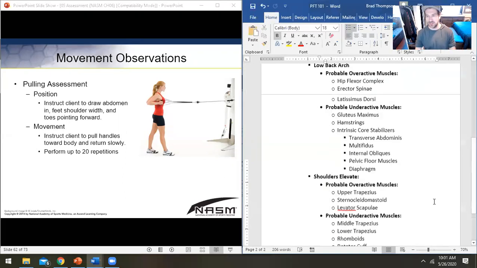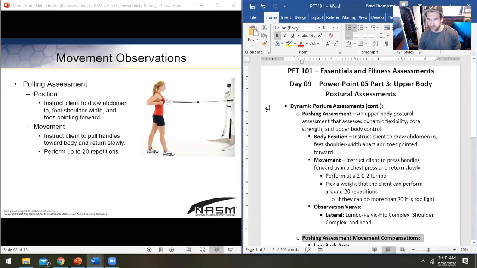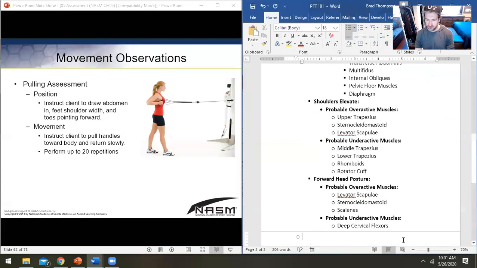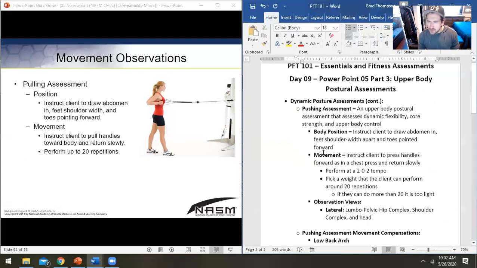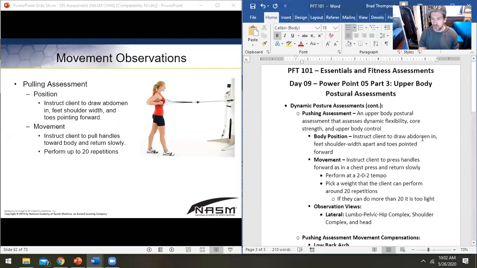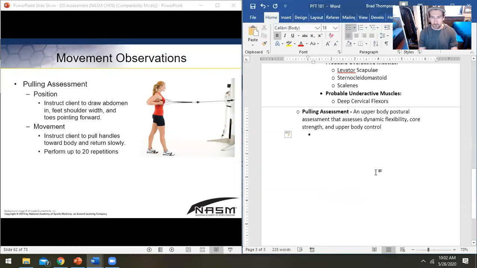All right, so we're going to put the pulling assessment here. So I'm back on this line. So this is exactly the same definition here, right? It's an upper body postural assessment that assesses dynamic flexibility, core strength, and upper body control. So we can actually just put that same definition down here. And then we're just going to set up the position here.